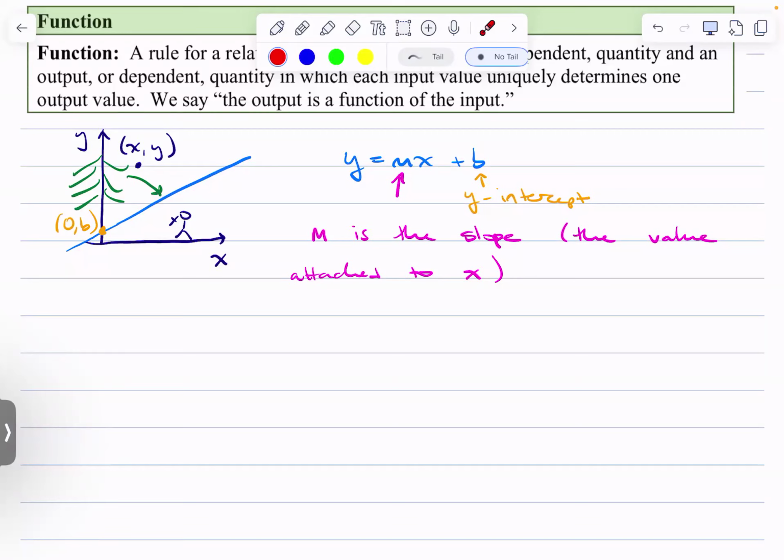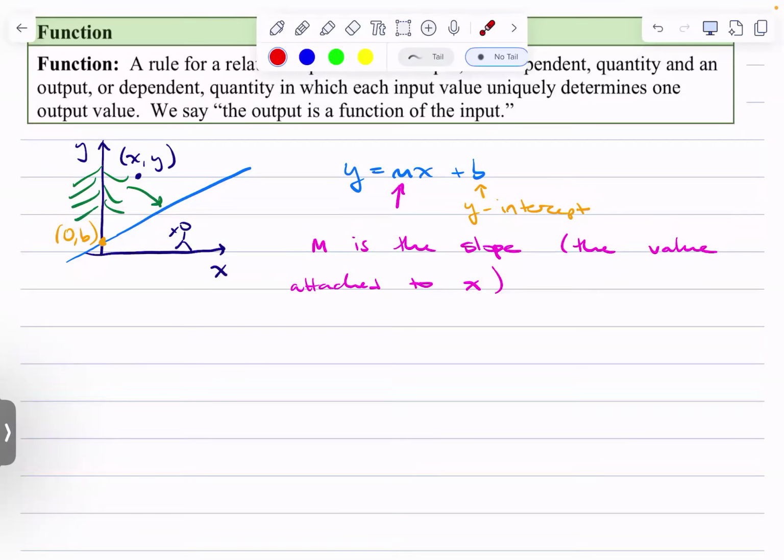Okay, so typically we use x. X in this case is the input. Okay? So I put in a value of x and it yields some value of y, right? And so we have an input. Let's see, what color haven't I used yet? How about light green?